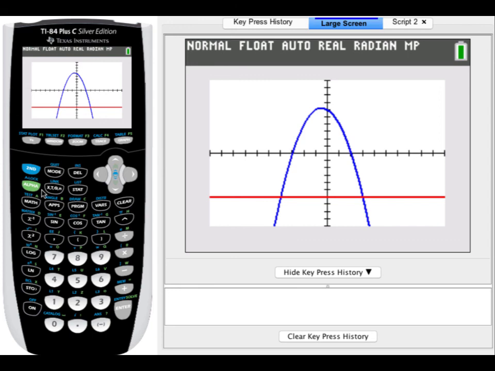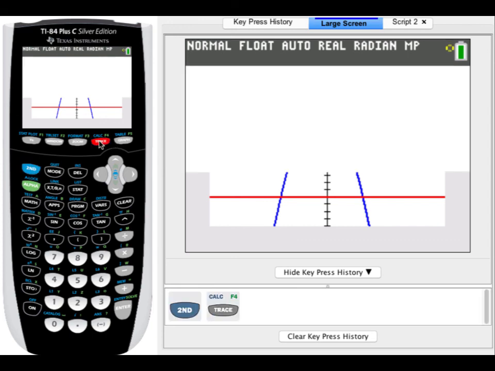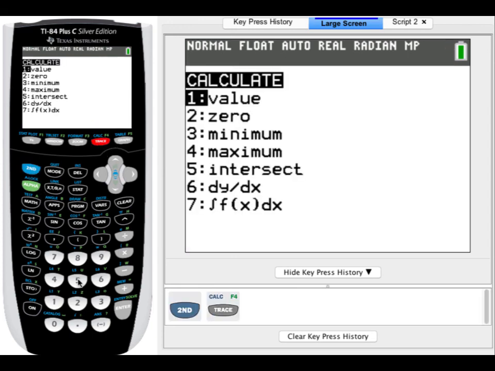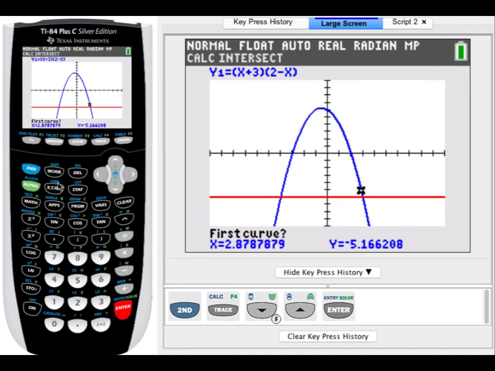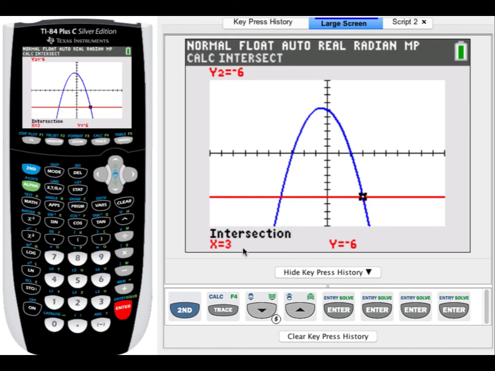For the second intersection, we repeat the process by going to calculate, so second trace. And I'm going to cursor down to number 5, which is the intersect button. Enter. I need to move my cursor closer to the second intersection. Enter. Now again, it doesn't matter if I'm below or above. And then I need my cursor close to it on the other curve too. But remember, I need to be close to it, but it cannot be on the intersection. My x answer is my second intersection. So my second solution is 3. And that is the two different ways you can use your calculator to find the solutions to different quadratic equations.